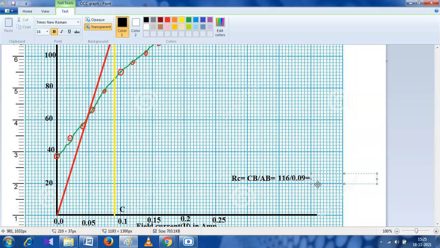Ayush, what is the value? So IF का क्या वैल्यू? करंट का। Current का value, वोल्टेज इज कितना है? Voltage is 116 and the value of current is 0.09.